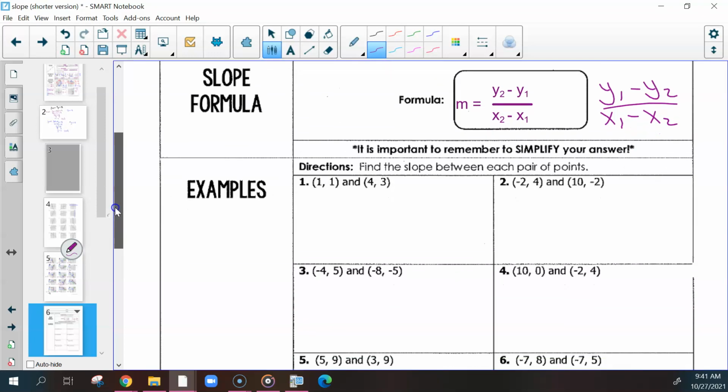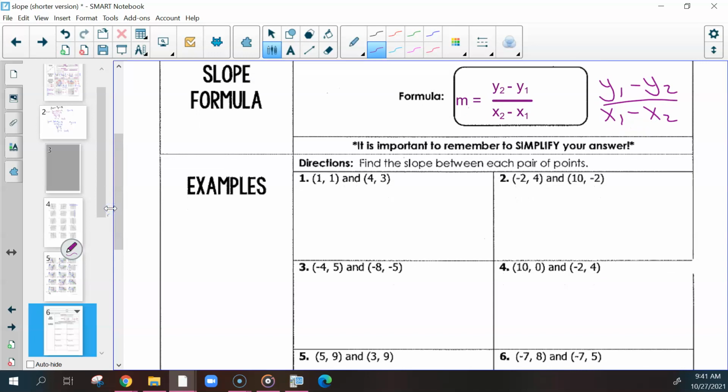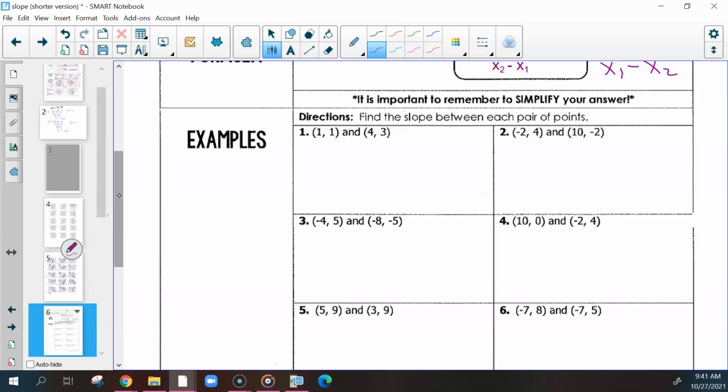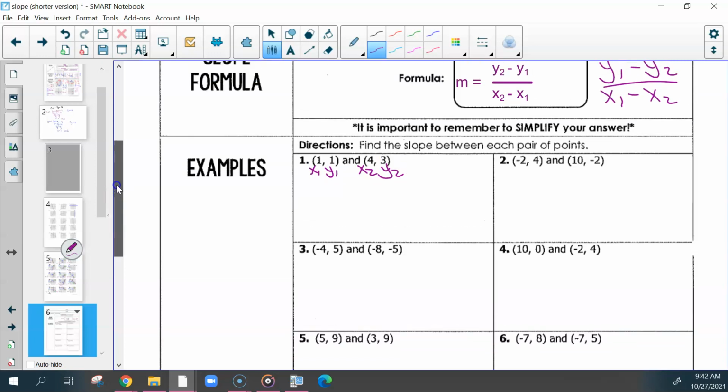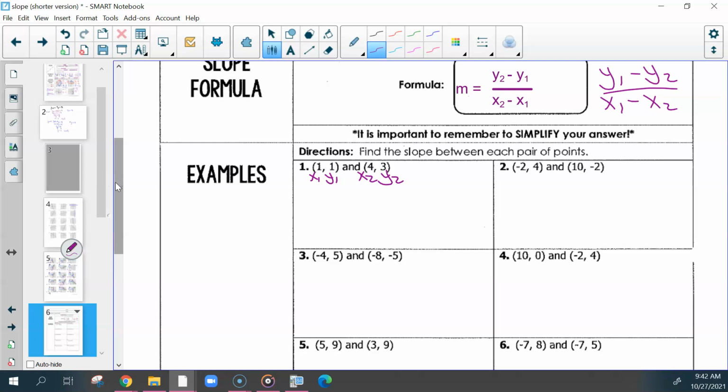For this, always simplify just like in your graphs. When we get these, I always label them so I know which one is which. In number 1, these are the ordered pairs x, y. The first one I label x1, y1, and the second one x2, y2. After you have them labeled, you're just putting them into the formula. Lily, make sure you're writing this. So y2 would be 3.